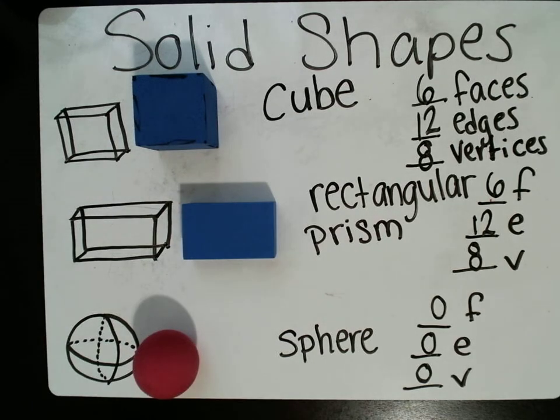So I hope that this was helpful for you. Remember, we have our plane figures, which are our flat ones. We describe them using sides and vertices. Then we have our solid shapes, which have faces, edges, and vertices.